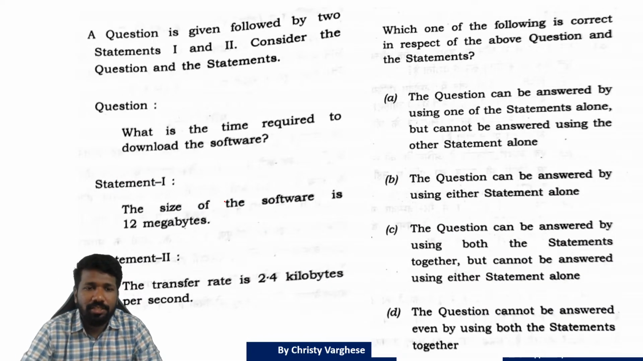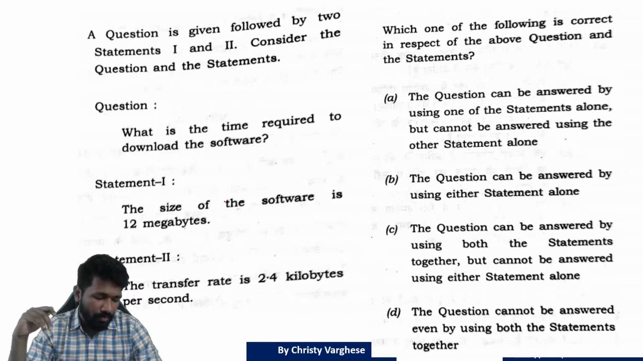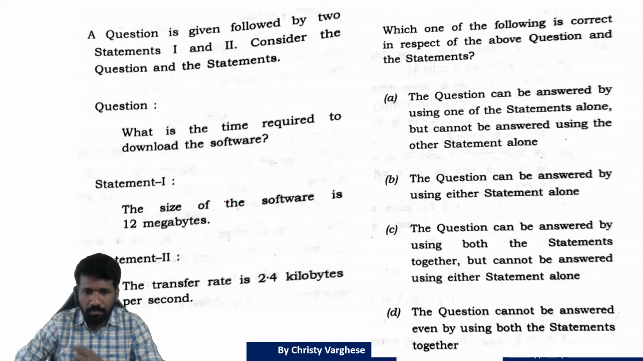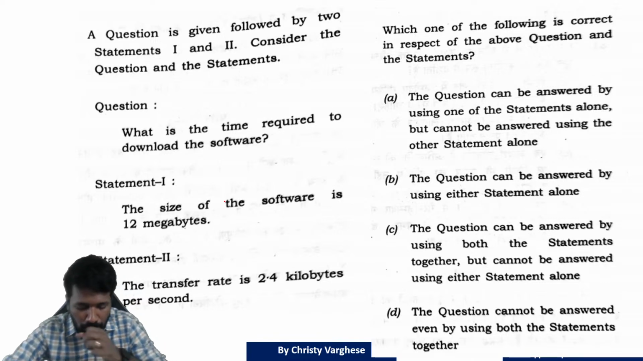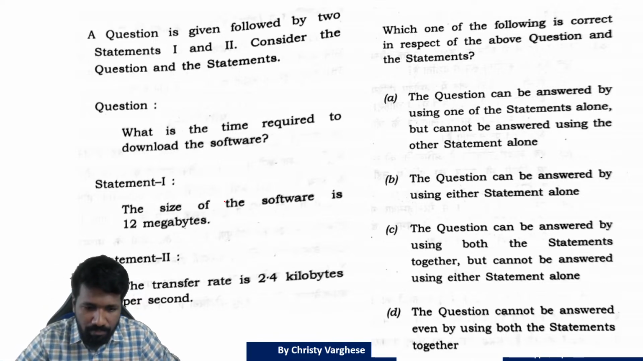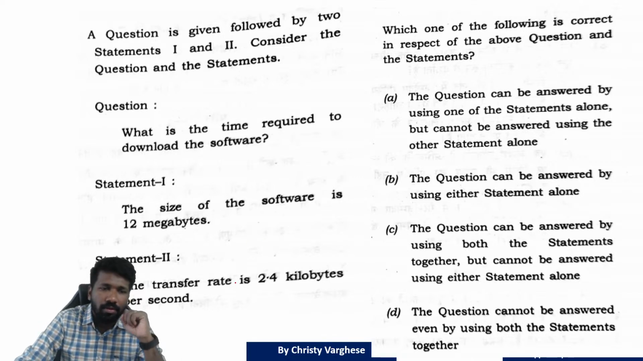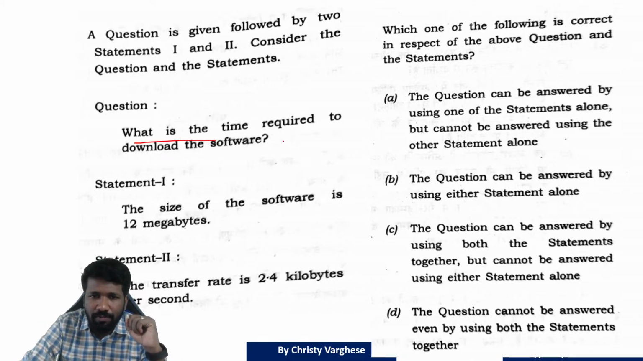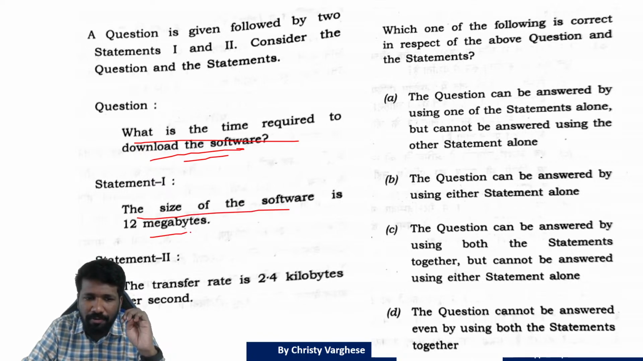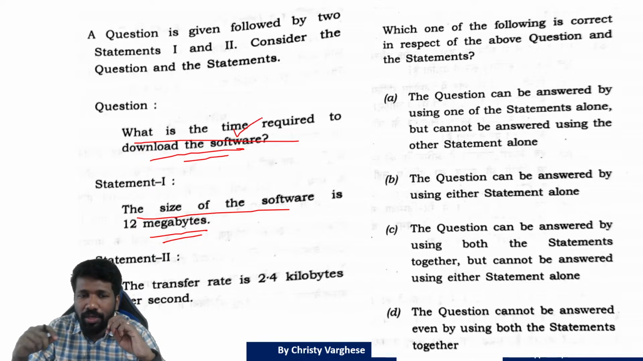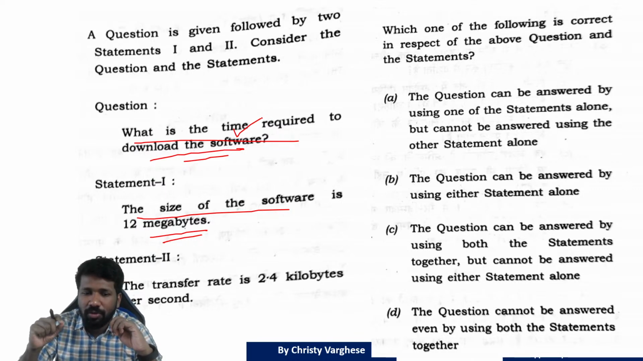Then try the next data sufficiency problem. Okay, I'll start explaining. The question is, what is the time required to download the software? The first information given is that the size of the software is 12 megabytes. That does not decide how much time is required, right? Because we need to know the speed at which the software or the file is transferred, or the transfer rate, we need.